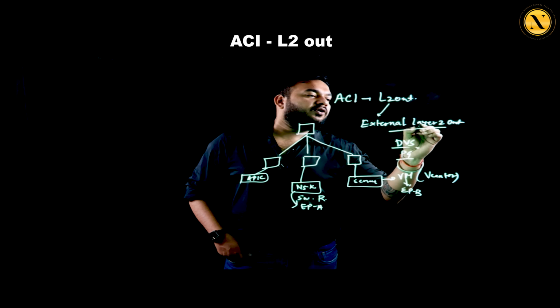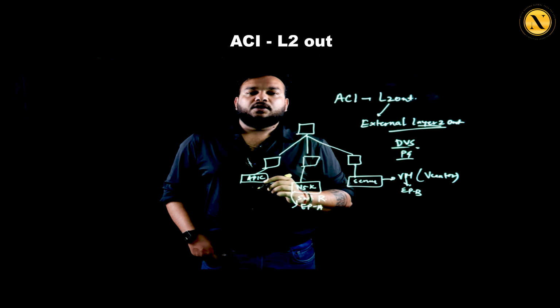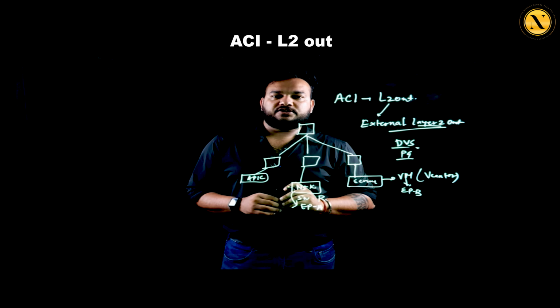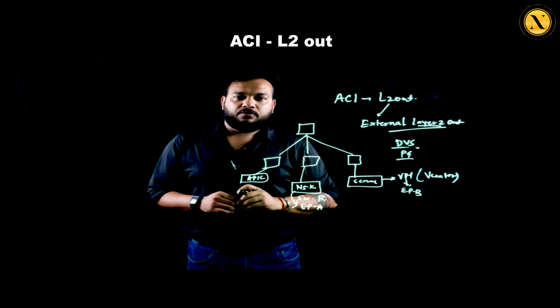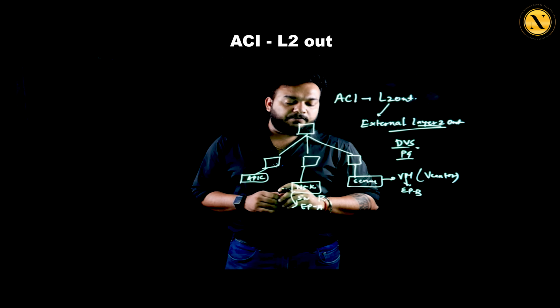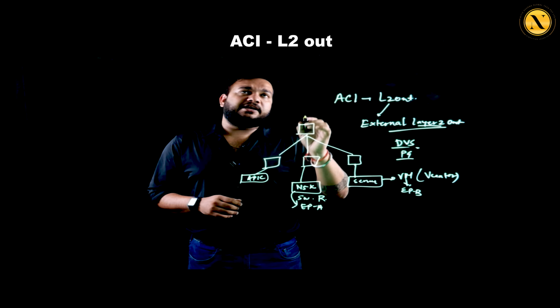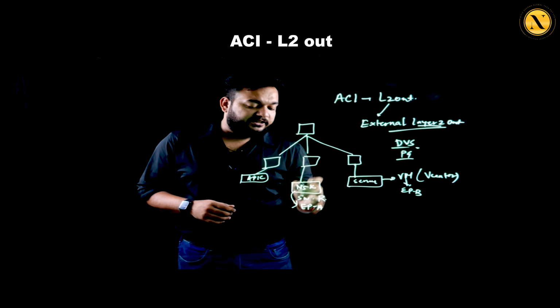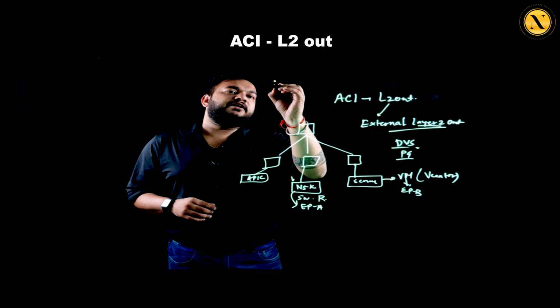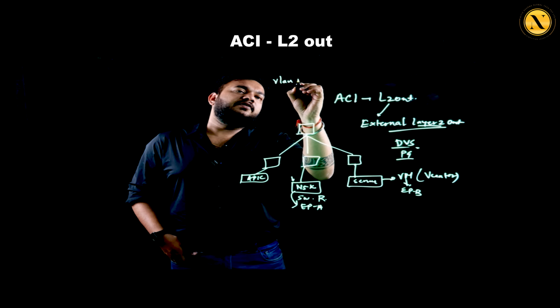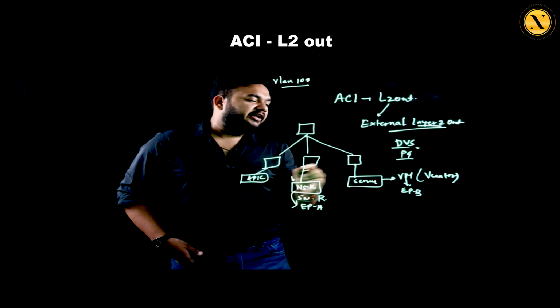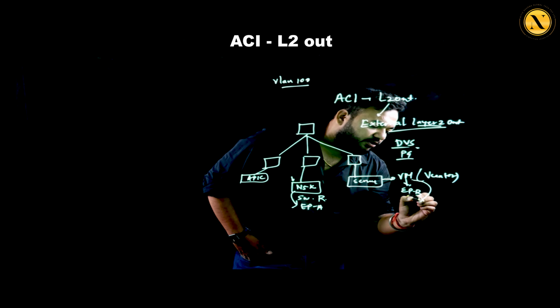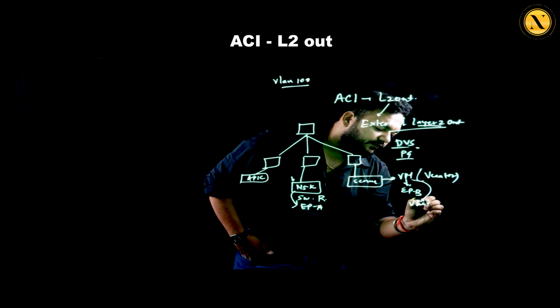That is nothing but your external layer 2 out, where you are doing the layer 2 representation by using the bridge domain. Okay, for that you have to create the domain, and you have to create the attachable access entity profile. So let's say for this endpoint I have given a static VLAN which can be VLAN 100, and also this virtual machine is configured over your VLAN 100.